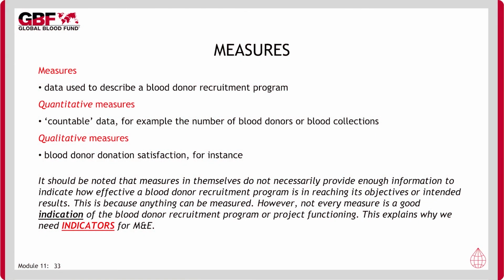There is need to highlight the issues of measures and indicators in monitoring and evaluation. Measures are data used to describe a blood donor recruitment program. These can either be quantitative measures, such as the number of blood donors or blood collections, or qualitative measures, such as a blood donor donation satisfaction index. However, it should be noted that, since anything can be measured, measures alone do not necessarily provide information on effectiveness. Therefore, indicators are required for M&E purposes.